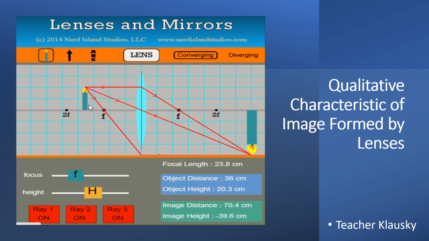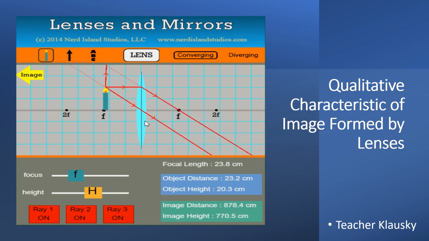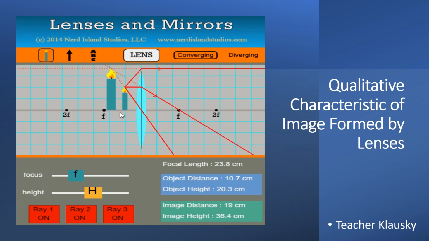This time, let's move the object location to the focal point. What do we observe? If we trace the rays, this will be ray 1. Ray 2 did not hit the lens. Ray 3, although it hits the lens axis, but there is no intersection or meeting of the three rays. So here we can say that if the object is at the focal point, there will be no image created.